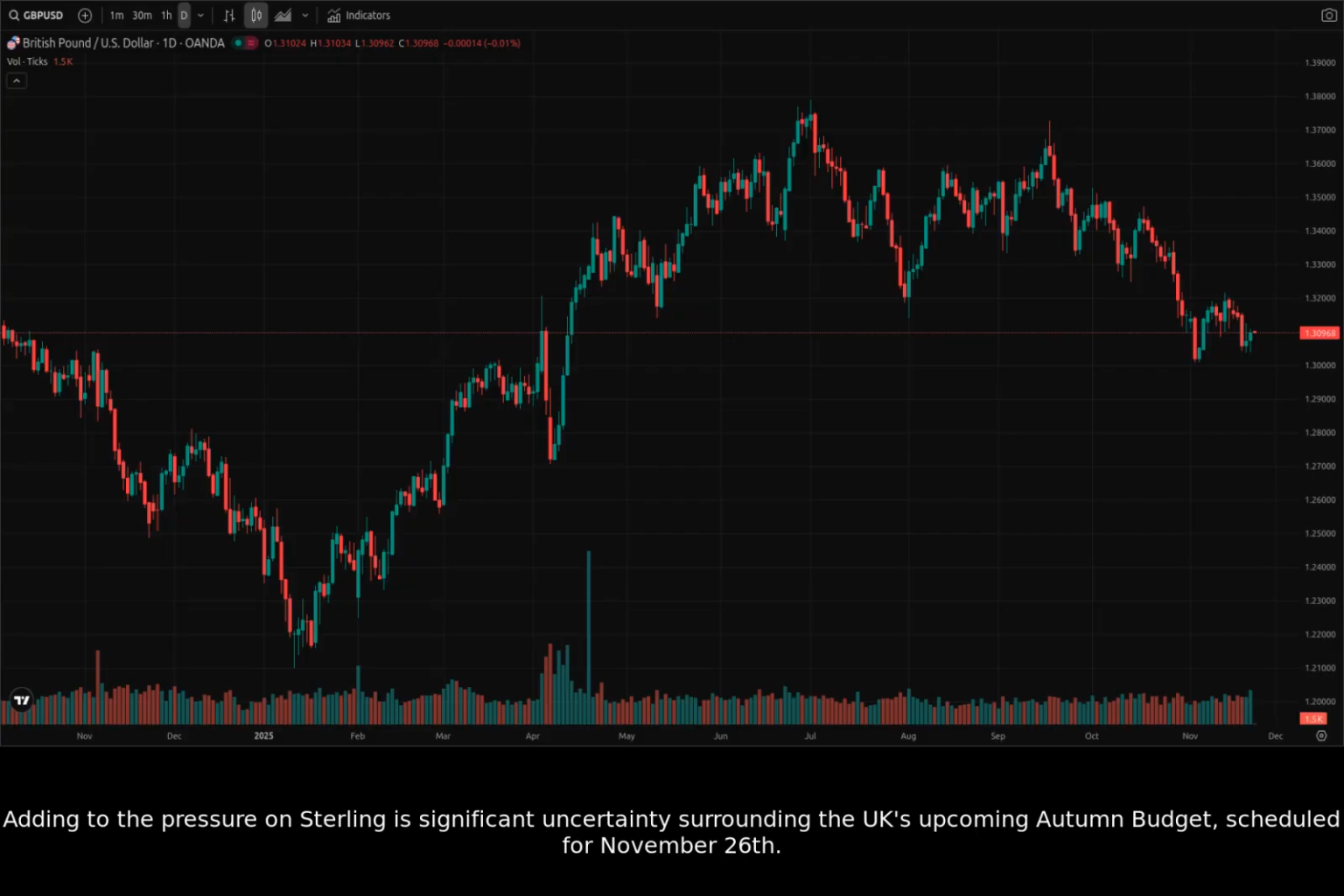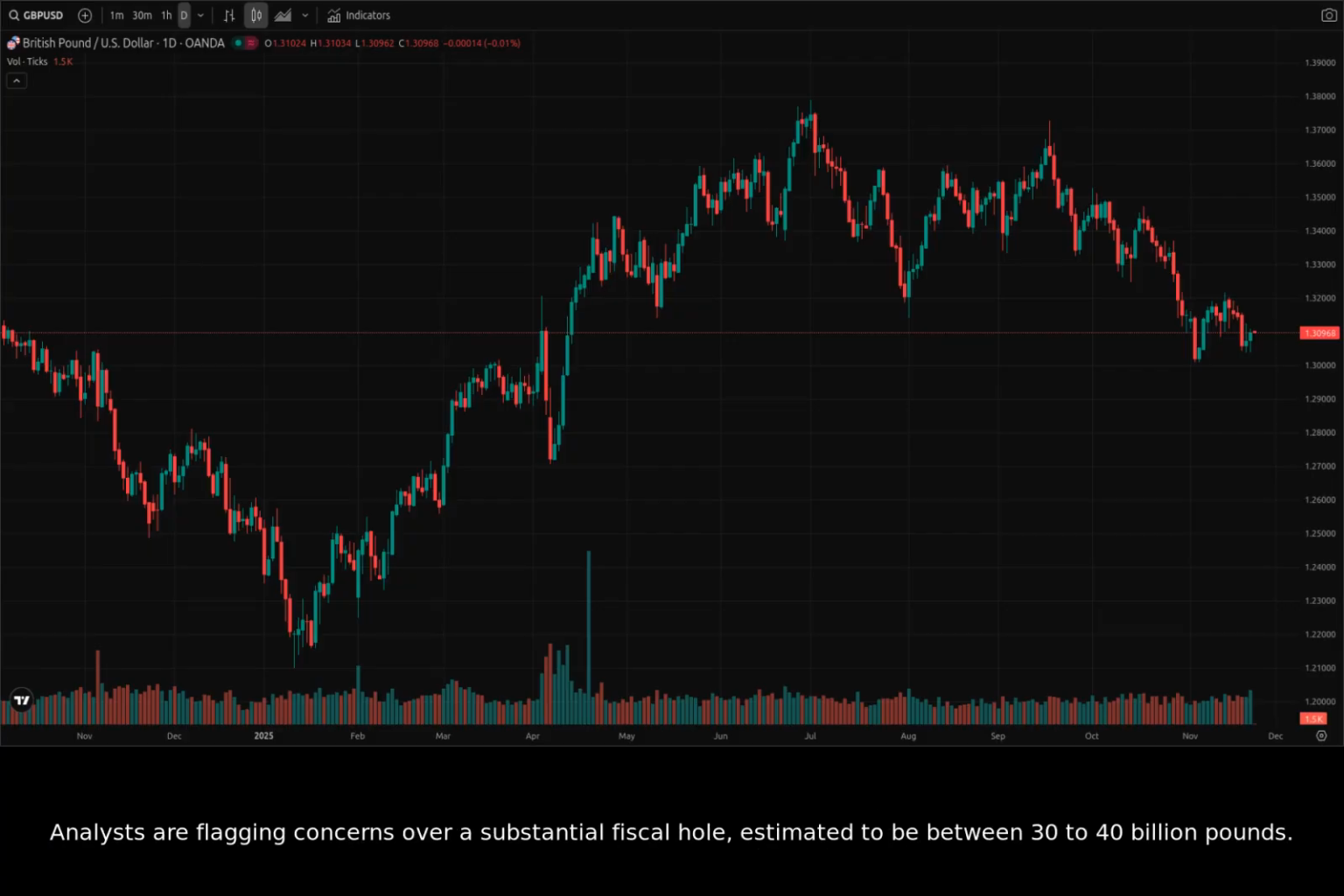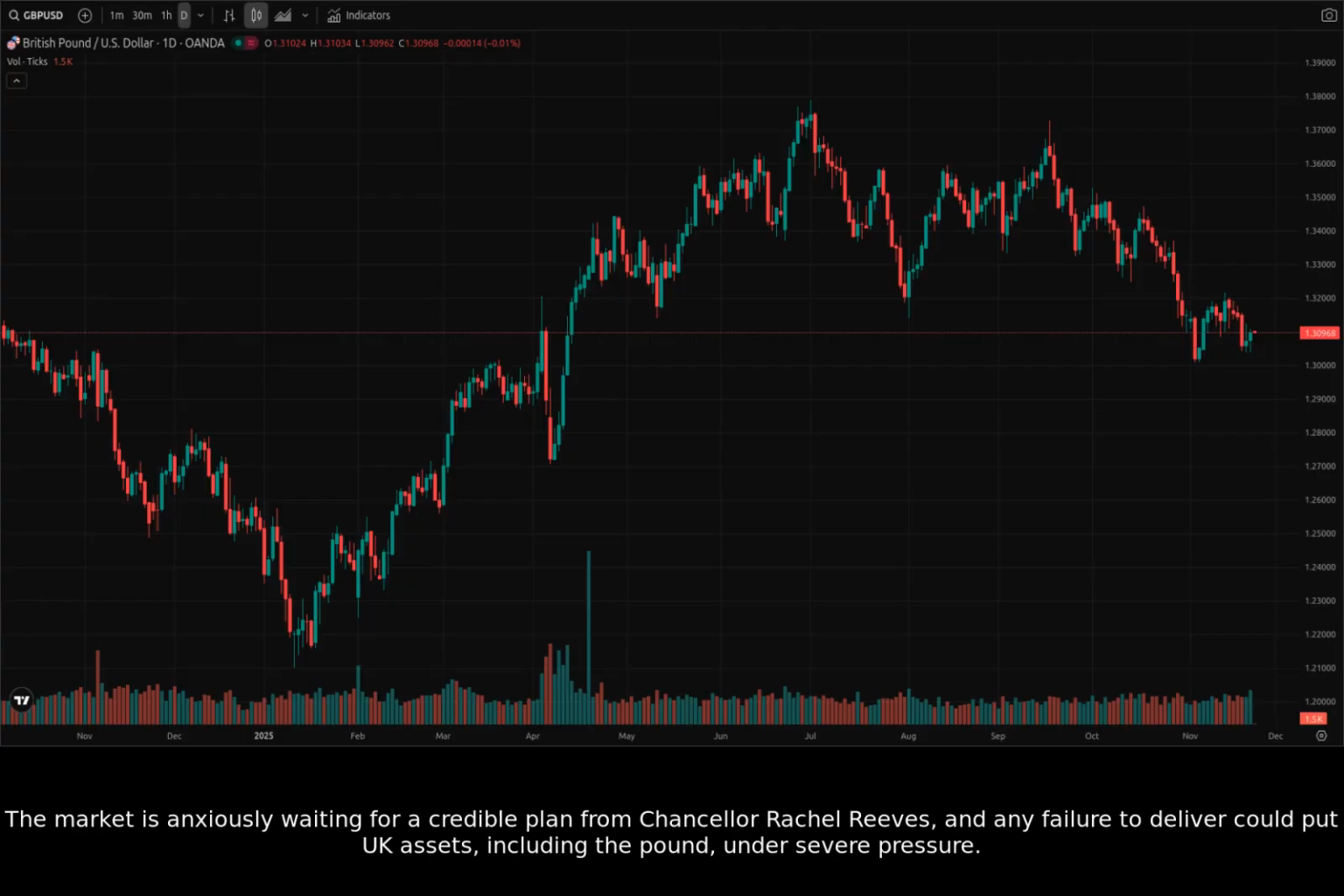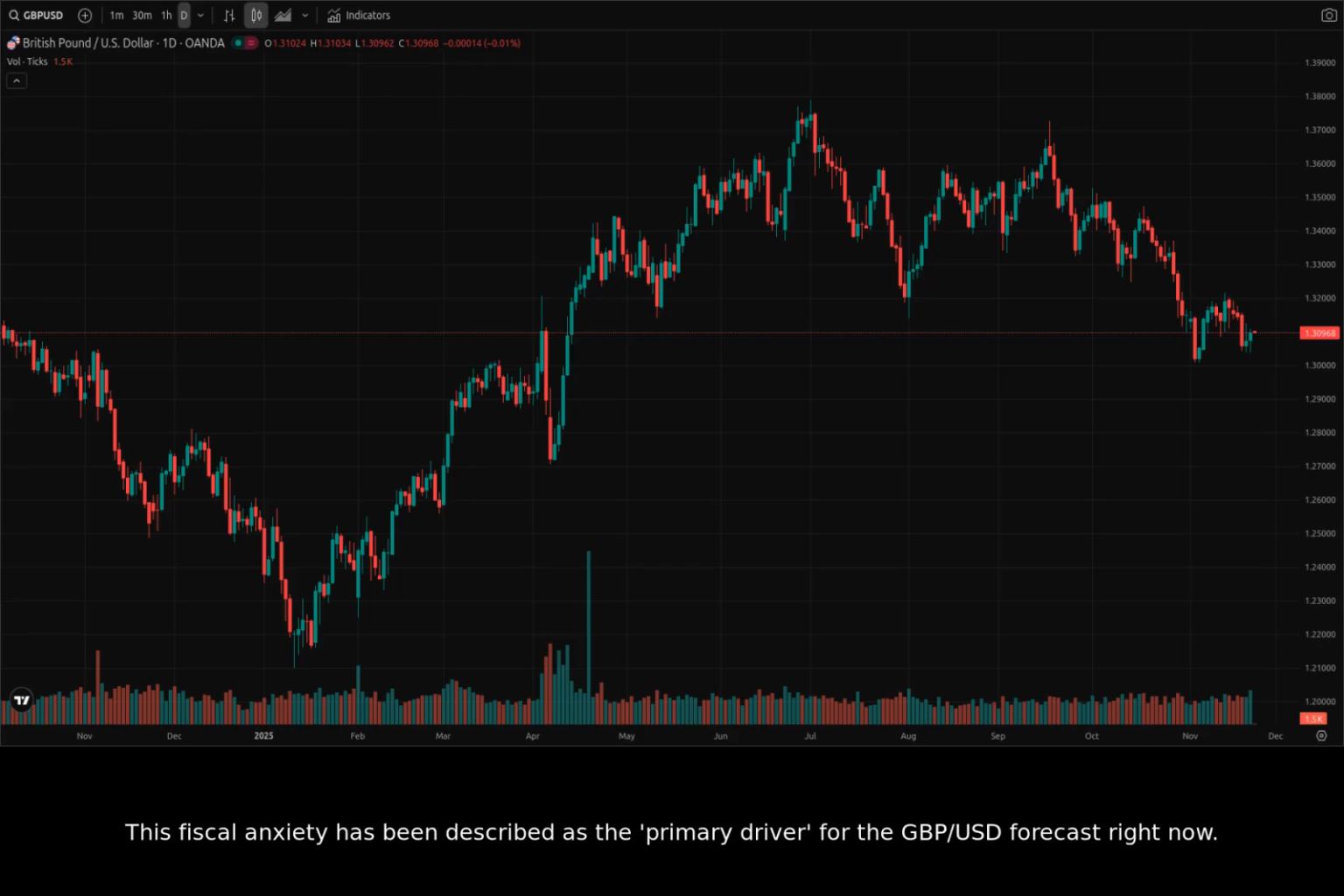Adding to the pressure on sterling is significant uncertainty surrounding the UK's upcoming autumn budget, scheduled for November 26th. Analysts are flagging concerns over a substantial fiscal hole, estimated to be between 30 to 40 billion pounds. The market is anxiously waiting for a credible plan from Chancellor Rachel Reeves, and any failure to deliver could put UK assets, including the pound, under severe pressure. This fiscal anxiety has been described as the primary driver for the pound sterling to US dollar forecast right now.